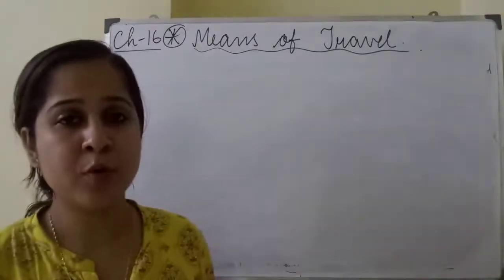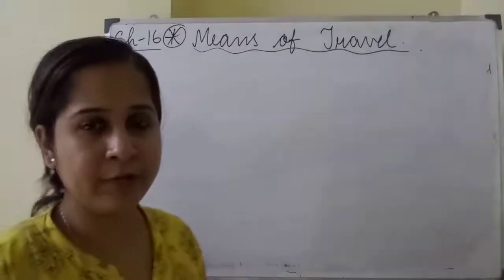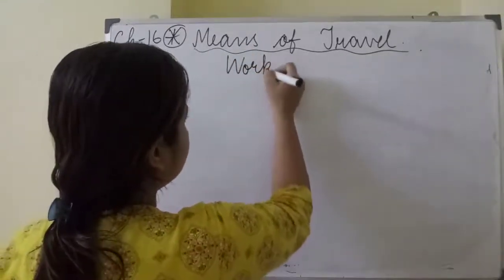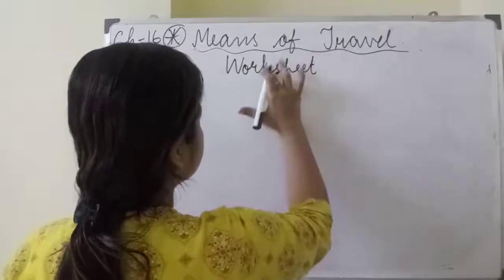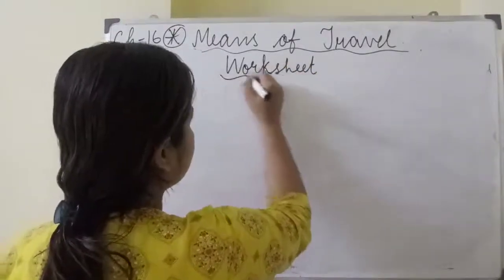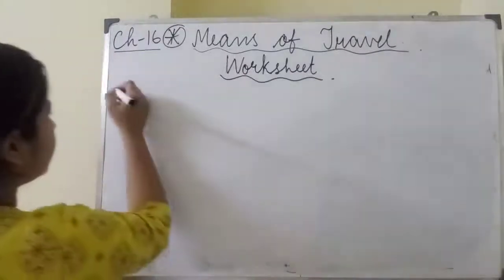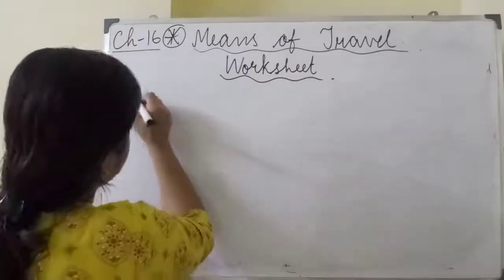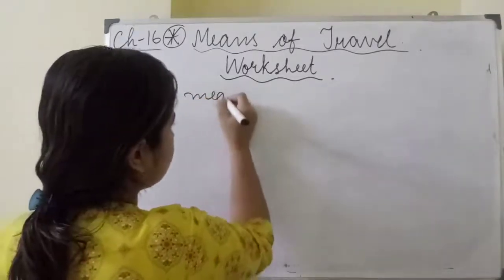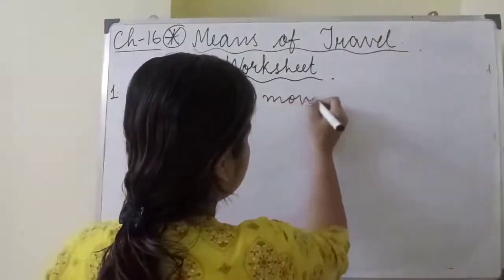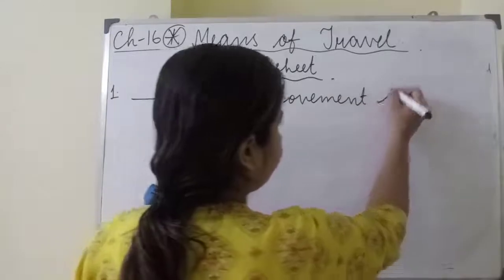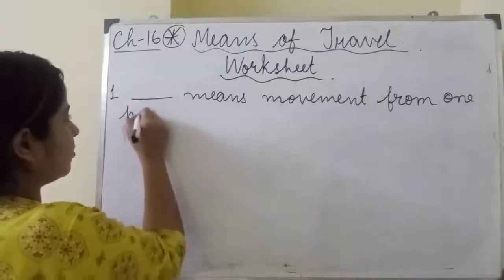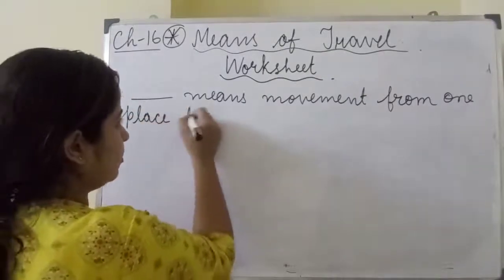Now let's start the book related worksheet like what we have done in the last chapter. Fine. So first you write the heading worksheet. Okay. So the first one is dash means movement from one place to another place.